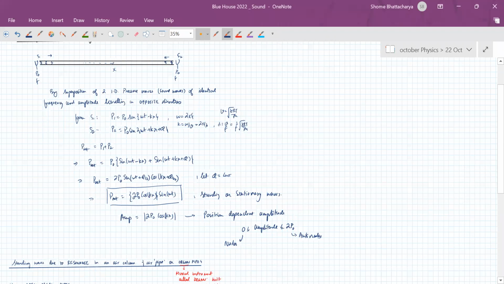It's 5 by 2 beta. And you can see how that is coming. That is coming from the formula of sin A plus sin B. That is 2 sin (A plus B) by 2, into cos (B minus A) by 2. So if you just apply that formula, you'll understand that that term is 5 by 2. Even this one should be 5 by 2.